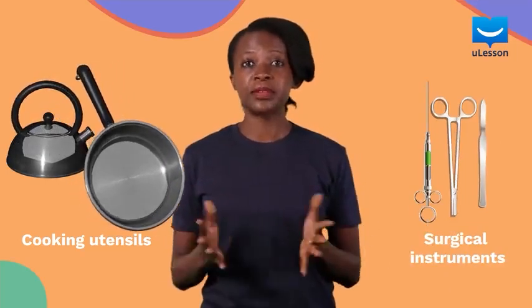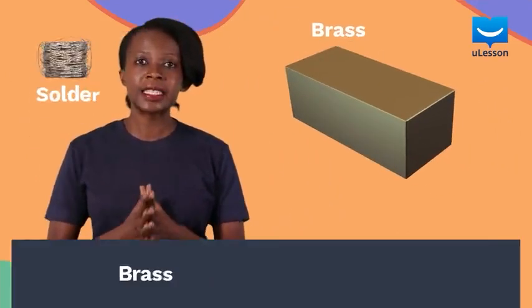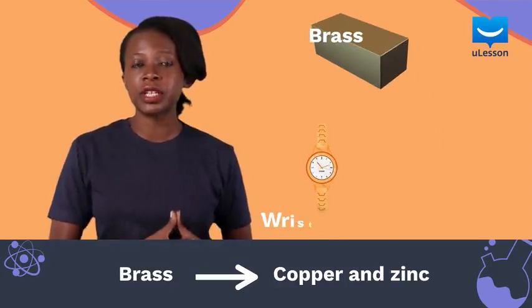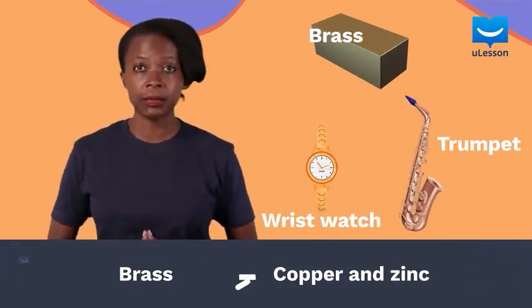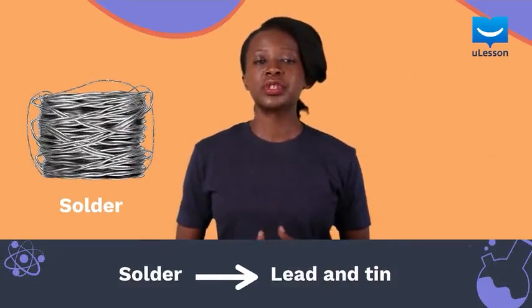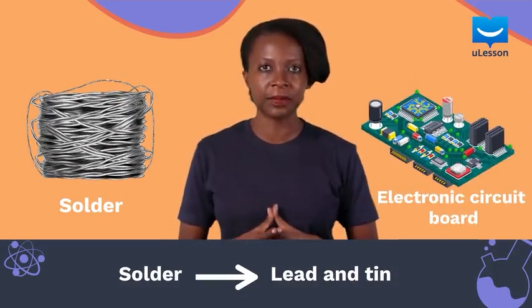Some other examples of alloys include brass and solder. Brass is made with copper and zinc, and it is used for making wristwatches and musical instruments, while solder is made with lead and tin and is used to create bonds between metal pieces on electronic circuit boards.